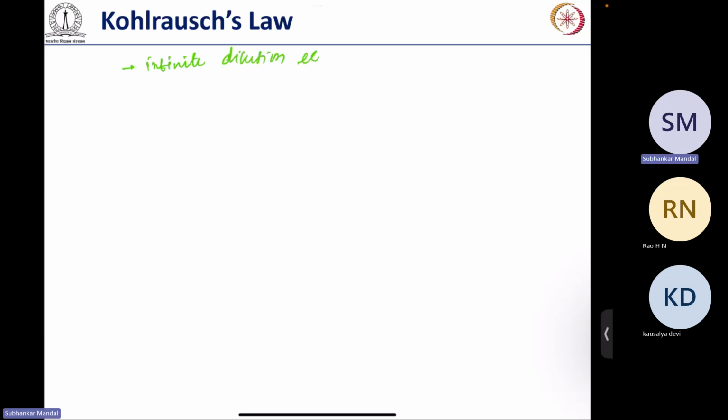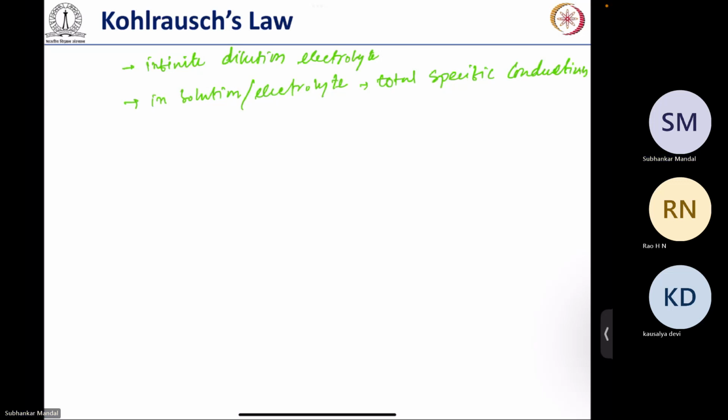So, infinite dilution electrolyte. What Kohlrausch tells is that in any electrolyte, the total conductivity or specific conductivity is the sum of the specific conductivity of the cation and the anion.